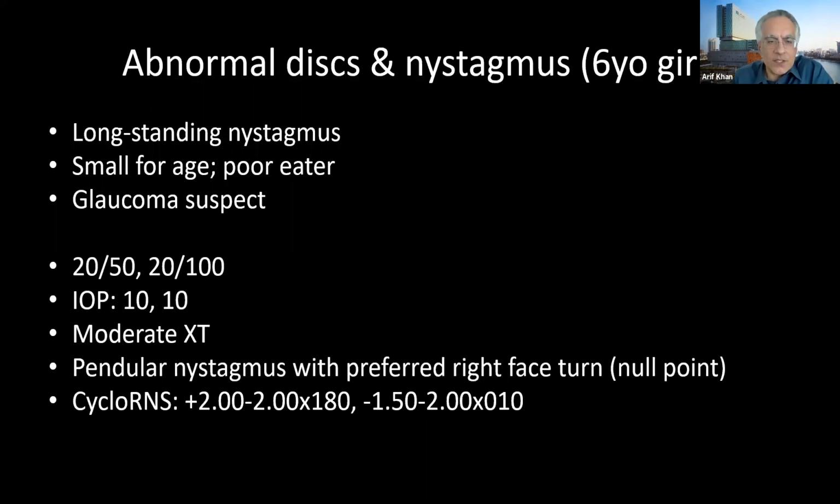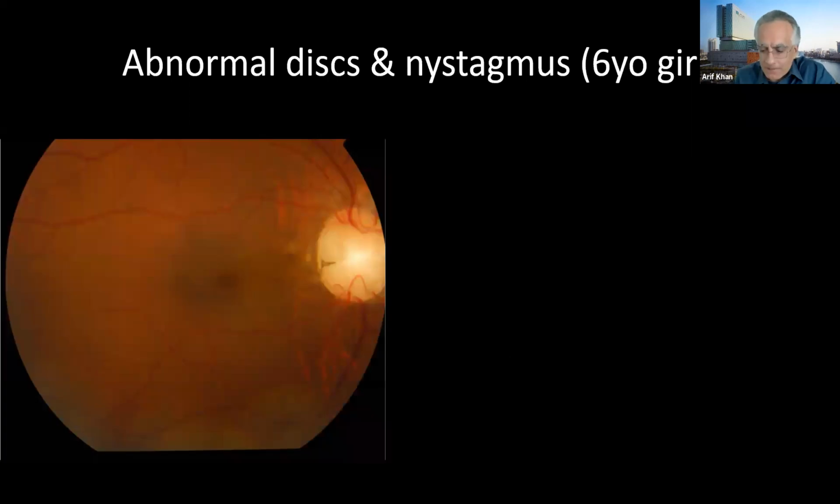She has decreased vision, she doesn't have high pressure, she has nystagmus with an abnormal head position, and she has a refractive error. But she's referred because of these abnormal discs, and I just want you to describe the discs to me, that's all. Okay. What do you think about that disc?